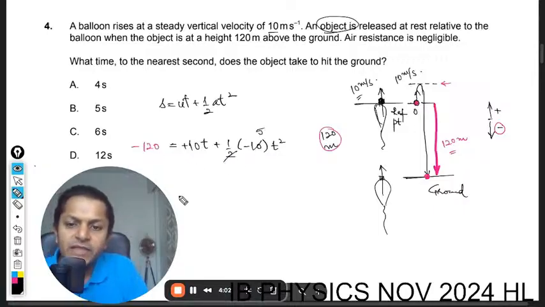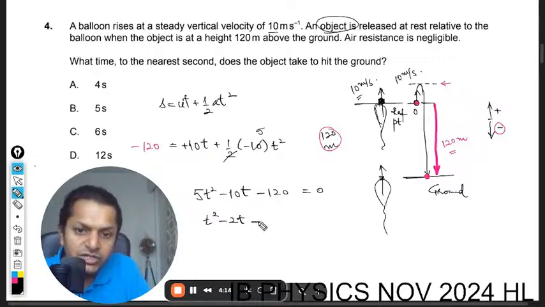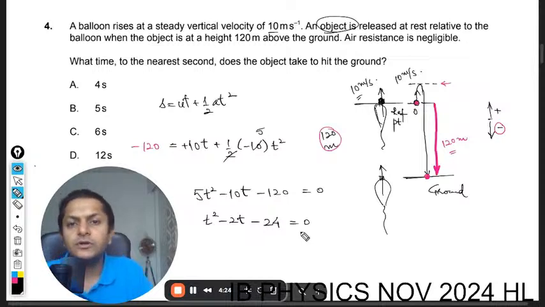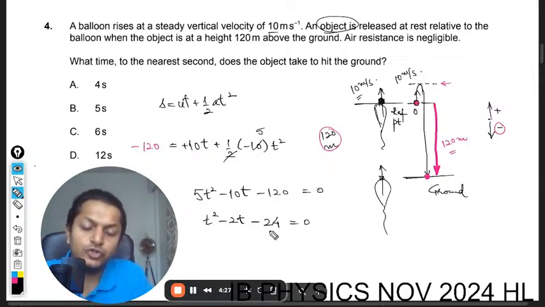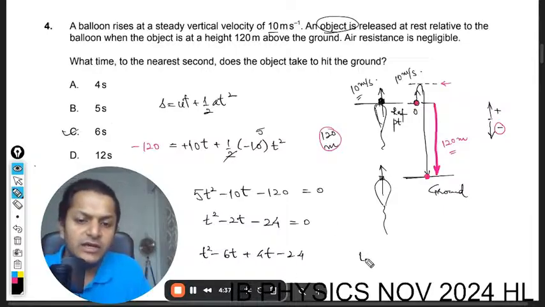This 5 goes to the other side. 5t square minus 10t minus 120 is equal to 0. Still not simplified, so I can divide the whole equation by 5. So it will be t square minus 2t minus 24. Yes, this is the equation that we have to solve. 6 4s are 24. So t square minus 6t plus 4t minus 24. So t minus 6 can be taken, t can be taken common here, and 4 will be taken common here.